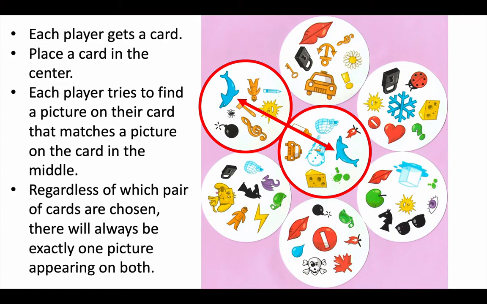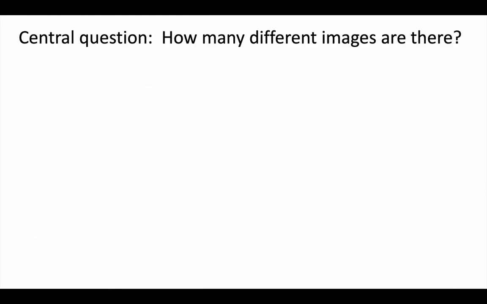What I do remember from the presentation is that regardless of which pair of cards you pick, there will always be a matching image between them, and only one, which is really kind of a fascinating mathematical construction. How could you come up with something like that? The question I thought that I could work with on my students was, how many different images are there?